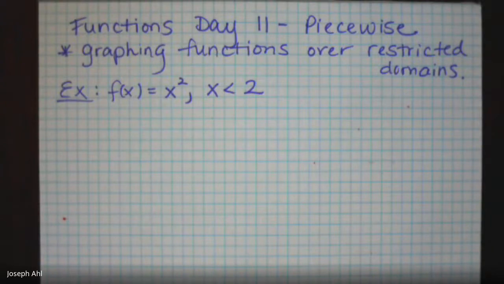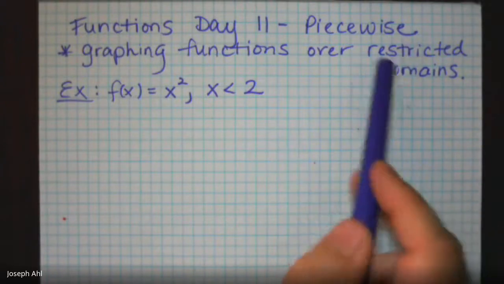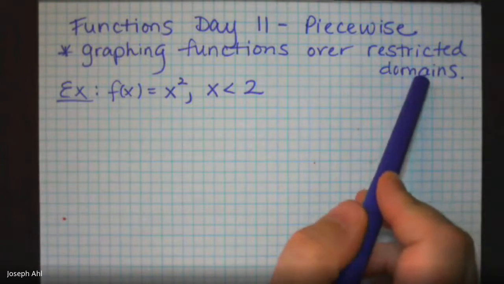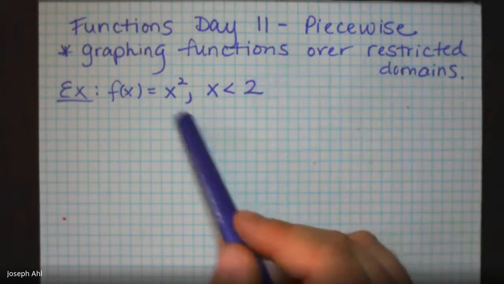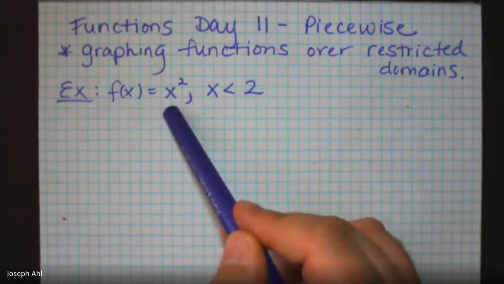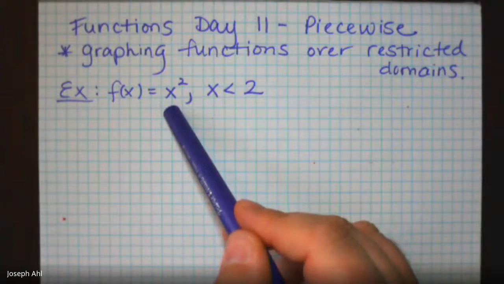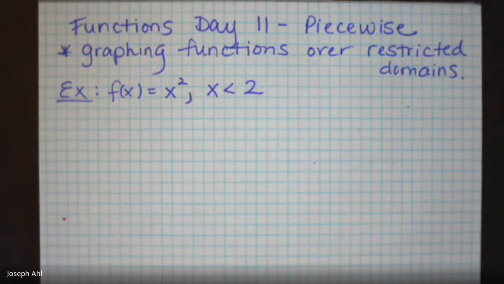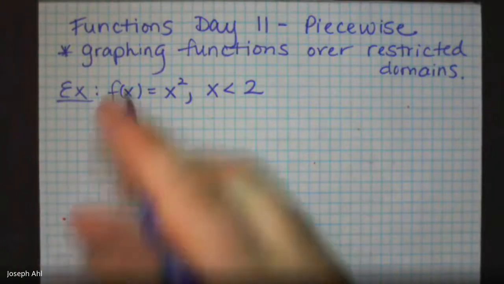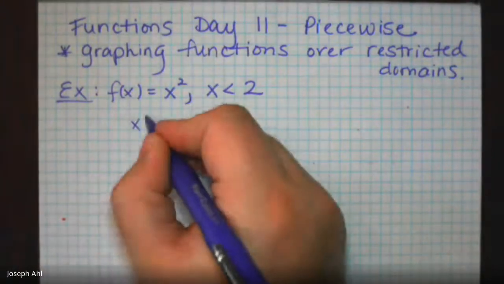Essentially, a piecewise function is graphing a function over a restricted domain, over a restricted interval of x values. So to get the conversation started, we're going to start by looking at a classic function that we know a lot about, f of x equals x squared. It's that parent quadratic function. But I only want to sketch this for x values that are less than 2. And I think what makes the most sense is to think about this by making a table of values.